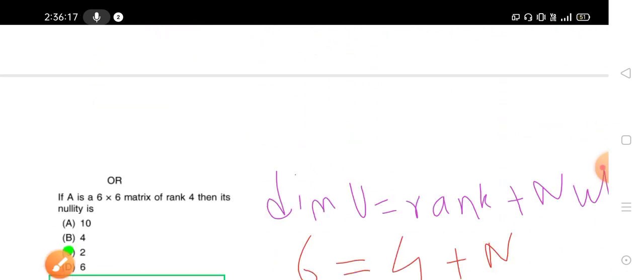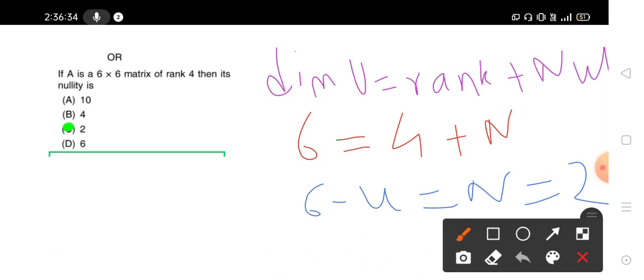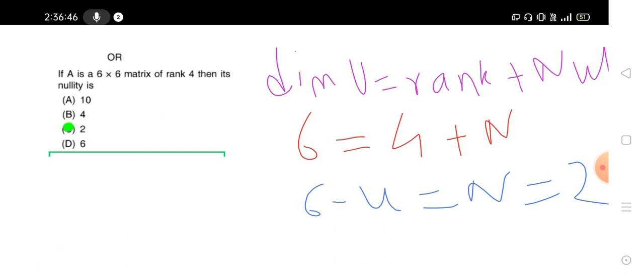Next question. If A is a 6 cross 6 matrix of rank 4, then its nullity is. What is the rank nullity theorem? Dimension of domain equal to rank of T plus nullity of T. Here a 6 cross 6 matrix is given, so 6 is the dimension of the domain, the rank is 4, and we find the nullity. 6 minus 4 equal to 2. Option C is correct.